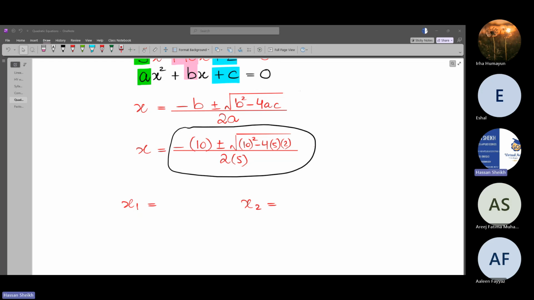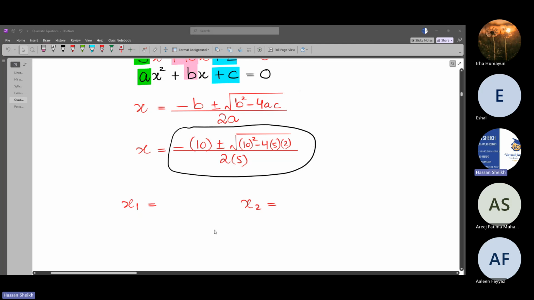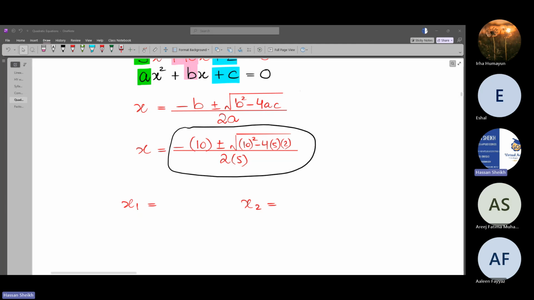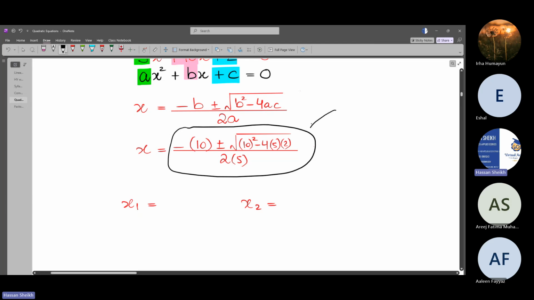Aline, what is your value? 3.7. I think you're making a mistake. Okay, let me tell you one more time. You just need to put... Do you see this black circle thing?